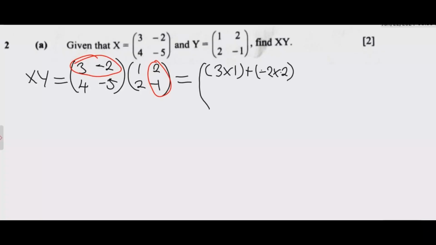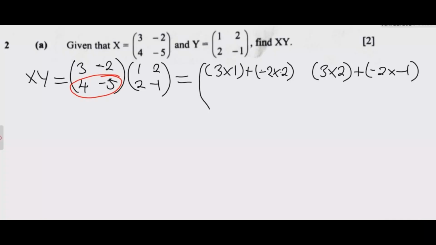Since we are done multiplying by the first column, we're going to multiply by the second column. So the same row multiplied by the second column of matrix Y. So we're going to have something like open bracket, then 3 multiplied by 2, close bracket, plus -2 multiplied by -1. Okay, like that. Then when we do that, we are done multiplying the Y matrix by the first row of the matrix X. So we come to the second row.